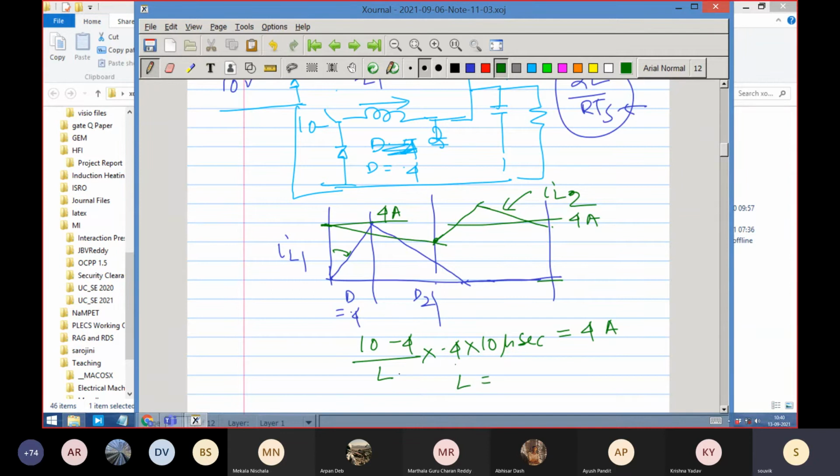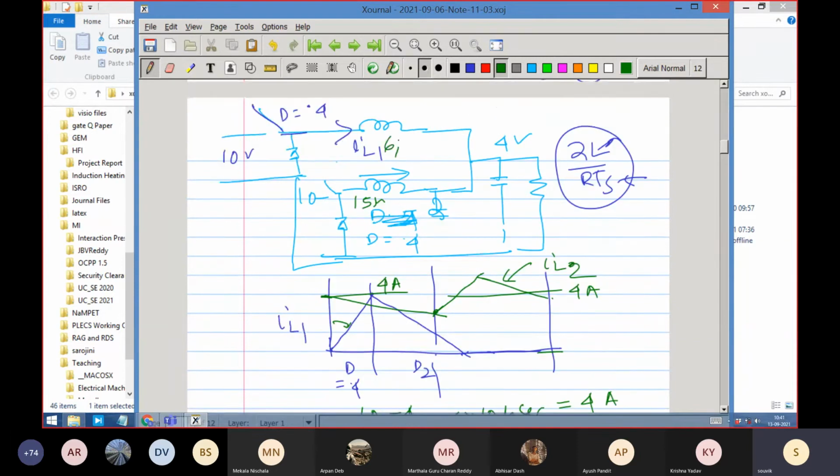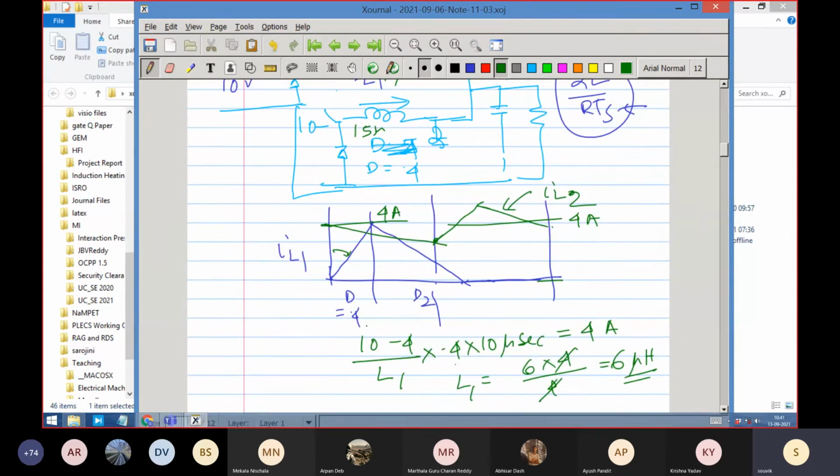So L, in this case L1, which is discontinuous conduction mode, is equal to 6 into 4 divided by 4, so it is equal to 6 microhenry. We had seen the other one was about 15 microhenry, and in this case I have chosen 6 microhenry. And what will be the output current? Output current is the average value of this plus the average value of the other. One of them is 4 ampere, I have decided.